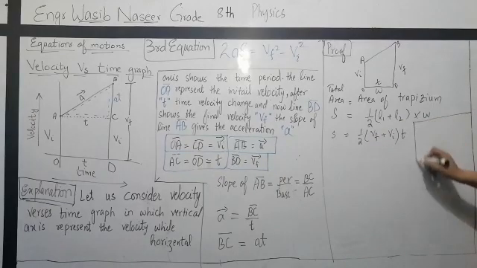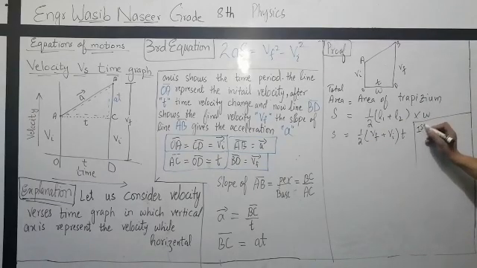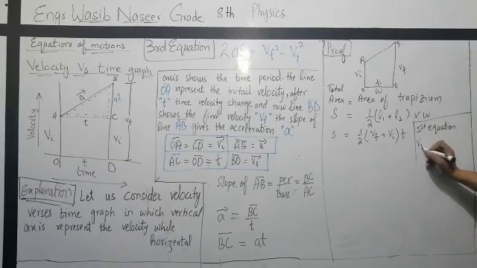To eliminate this, I will use the first equation of motion. What is the first equation? First equation is Vi plus At, it is equal to Vf. Okay, this is the first equation. I will derive the time period from here and I will put it in this equation. I will write At is equal to Vf minus Vi.